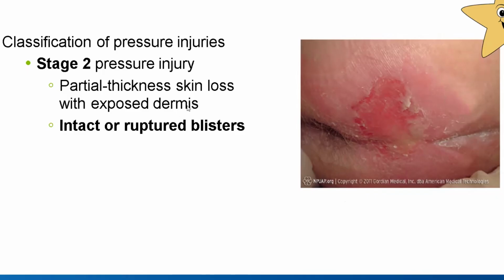Stage 2 pressure injury involves partial thickness skin loss. This means the damage extends into the epidermis and dermis, but does not go deeper than the dermal layer. Typical findings include a shallow open wound, a pink or red wound bed, or an intact or ruptured blister. Important note: stage 2 never includes slough, eschar, fat, or deeper tissues. It is strictly a partial thickness wound.